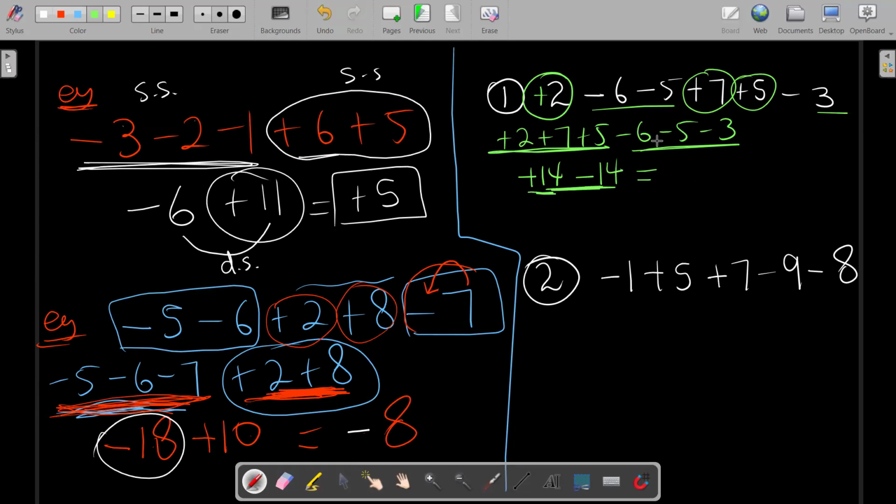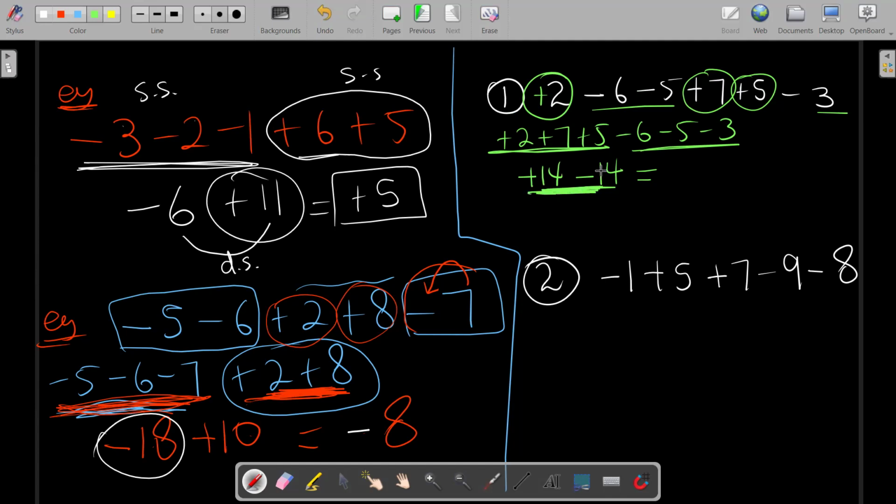So I add the positives. Very good. So 7 plus 5 is 12. 2 add 12 is 14. And 6 add 5 is 11. And 3, oh God, I made a mistake then. You forget the 3 here, right? So I made a mistake.